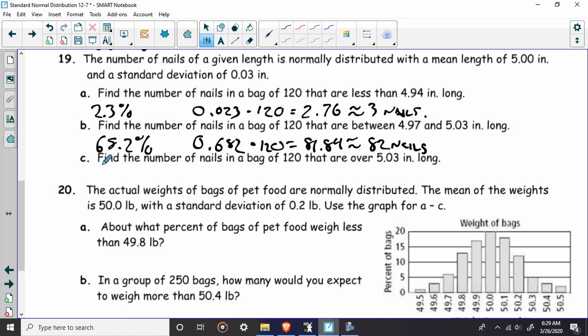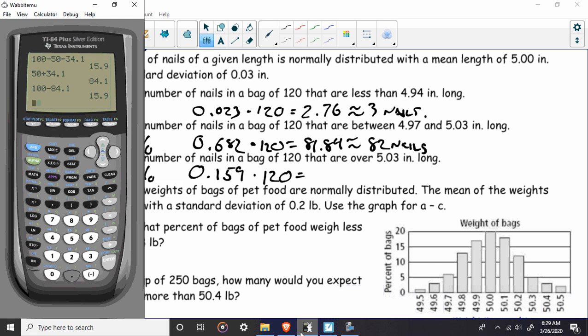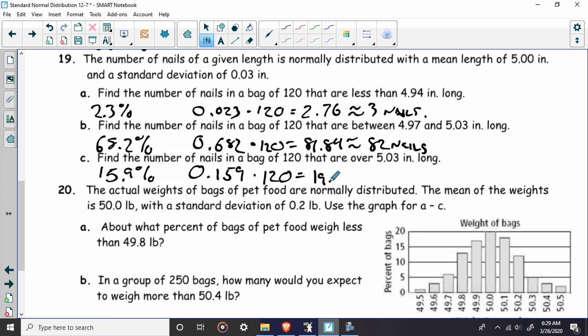So what do we got? We got 15.9%. What is that? That's 0.159 times 120. Okay, so once you get the percent, you're just multiplying by the number in there. 0.159 times 120 is going to be about 19 nails. Okay, so we'll say about 19 nails.